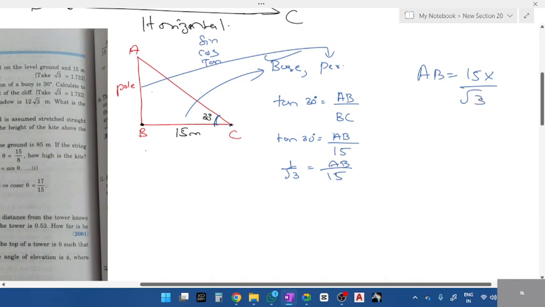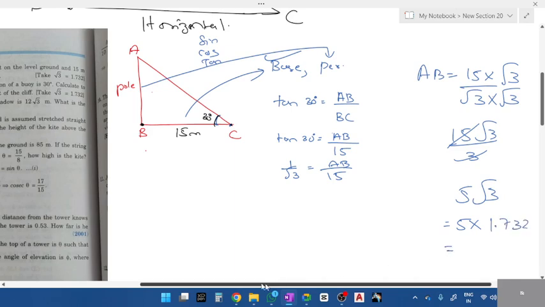15 by root 3. Yeah, what is root 3? Is it rational or irrational number? To rationalize it, how will you rationalize? You have to multiply it same. So it becomes 15 root 3 divided by root 3 into root 3 is root 3. 5 into, for this table is not required. What is root 3 value given?